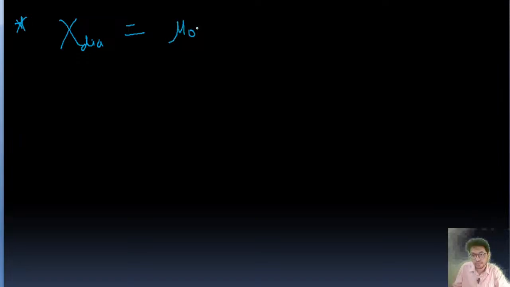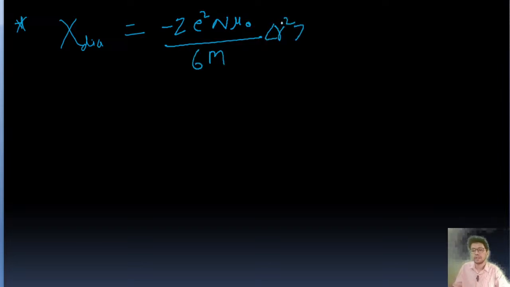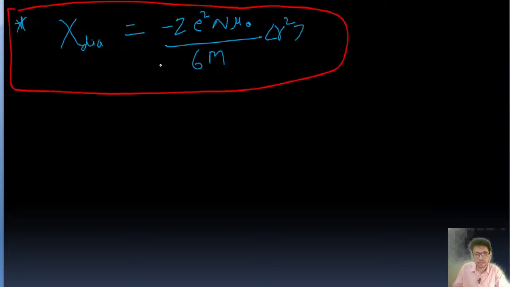Next, this is also an important one. For diamagnetic material, the value of chi dia is a very important formula, you need to note it down. Chi dia equals minus Z e square n mu 0 upon 6m, times the average of r square, or root mean square. This is an important formula, guys.